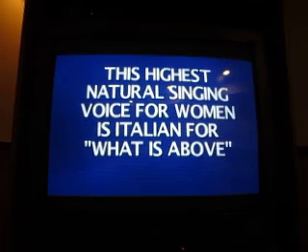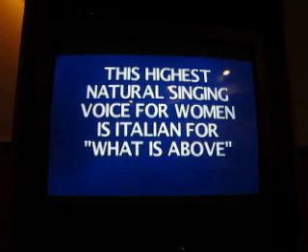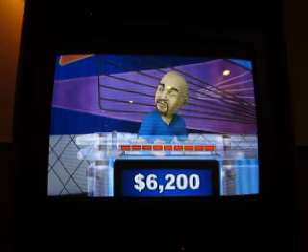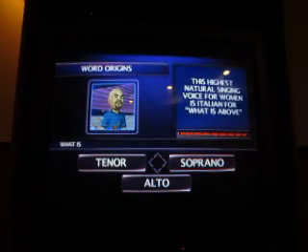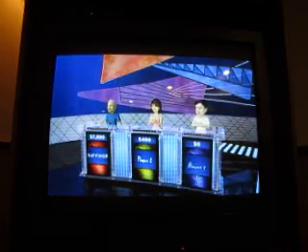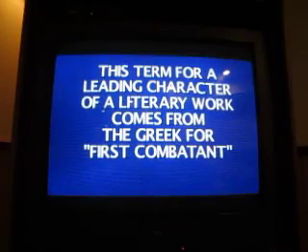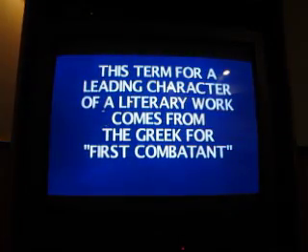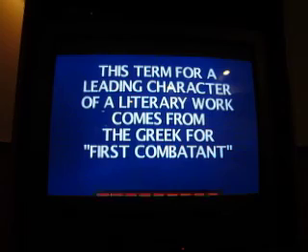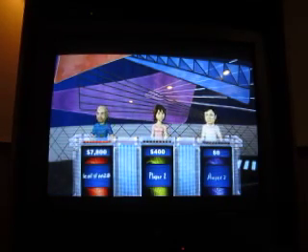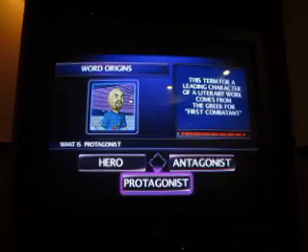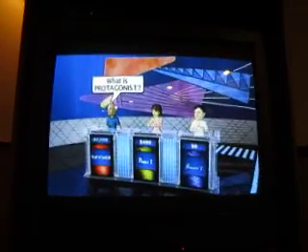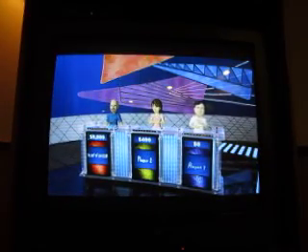Player one. This highest natural singing voice for women is Italian for what is above. Player one. What is soprano? Oh, there we go. Good for you. Nice recovery there. This term for a leading character of a literary work comes from the Greek for first combatant. It's player one. What is the protagonist? That's it. Should have run that category, but oh well.